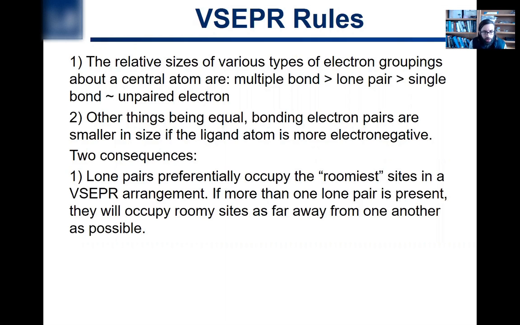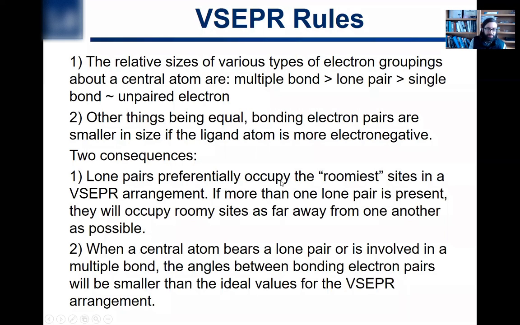Okay? So two consequences of this. The first is that lone pairs preferentially occupy the roomiest sites in the VSEPR arrangement, because they're very big. And if there's more than one lone pair present, they will occupy the roomy sites, but as far away from one another as possible. And that, again, is to minimize electron-electron repulsion. Second ramification is that when a central atom bears a lone pair or is involved in a multiple bond, the angles between bonding electron pairs will be smaller than the ideal values for the VSEPR arrangement. And again, that has to do with this size.